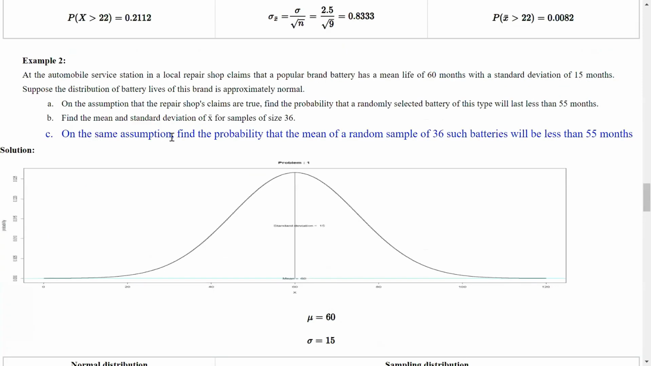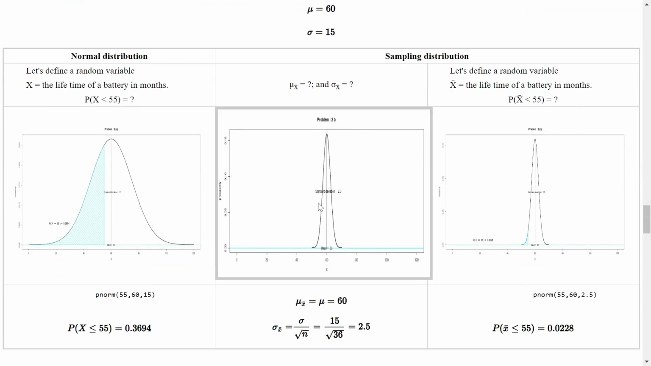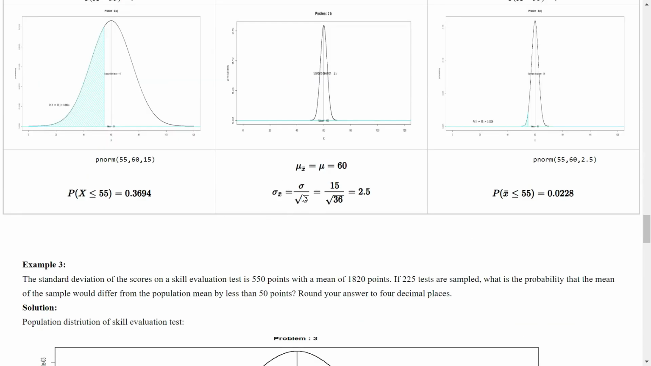To solve this part C, we need to create the sampling distribution as shown here in this middle graph. That is a distribution which has the mean as the population mean, but the standard deviation is the ratio of the population standard deviation divided by the square root of the sample size. Here the sampling distribution has the mean equal to 60 months and the standard deviation equal to 2.5 months.